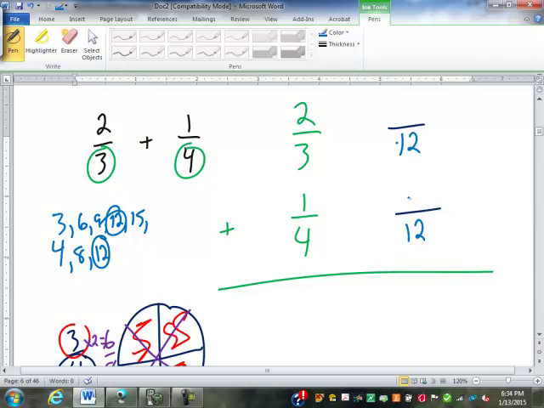You don't have to have the smallest number. In fact, you can always just take the two of them and multiply them together. 3 times 4 would make 12, which in this case is the smallest denominator. Sometimes it won't be, but it'll still work.